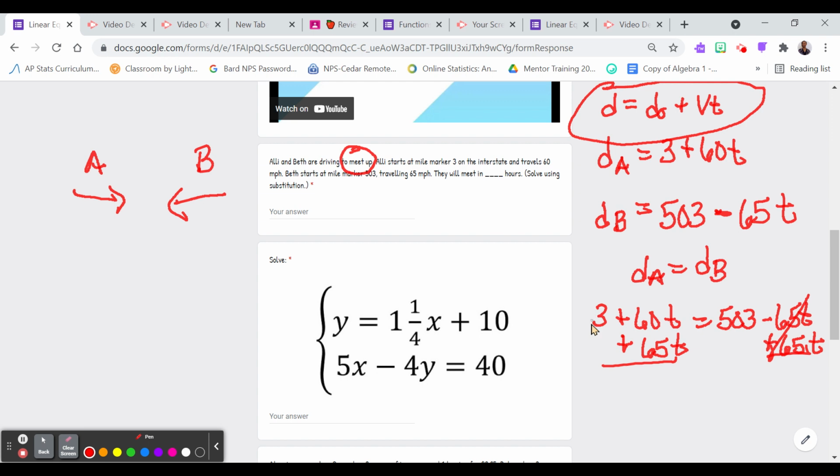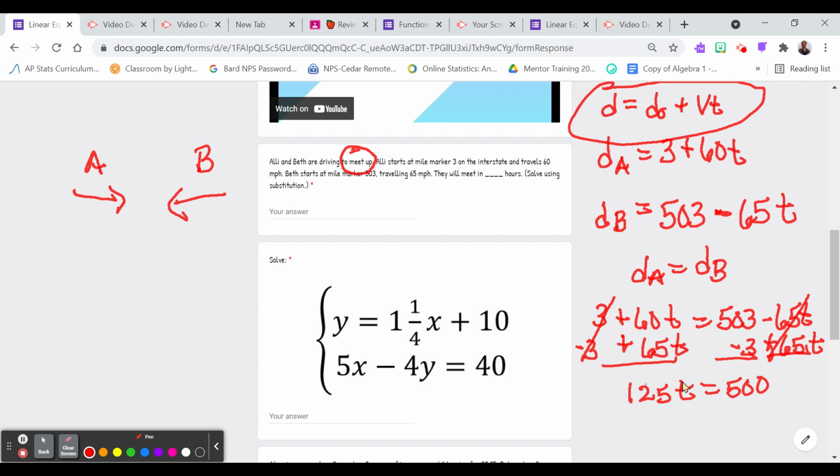And I want my 3 to come over here. I'm going to collect like terms, right? I want all my constants to go to one side. So I'm going to do one step because I see I'm running out of space. So I'm going to subtract 3 here. And I also have to subtract 3 here. So that's going to leave me with 125t is equal to 500.